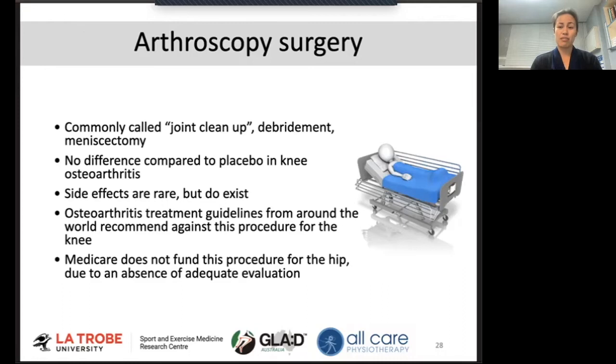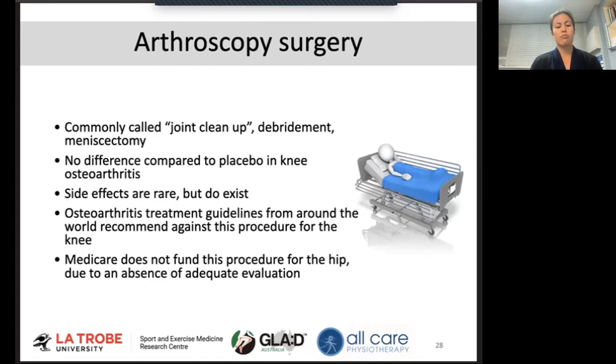This means that any benefits from the actual surgery are likely due to factors not actually related to the procedure or the cleanup itself, and could be due to the post-surgical rehab and the exercises that they're doing, better management of load because the patients had a little bit of rest and time off their feet. They're less scared of exercise because they think their knee is better, and any other number of factors.